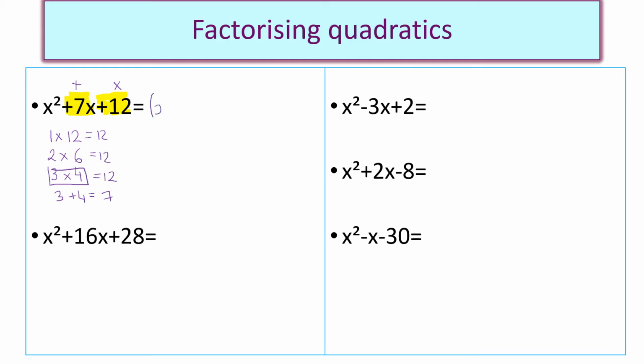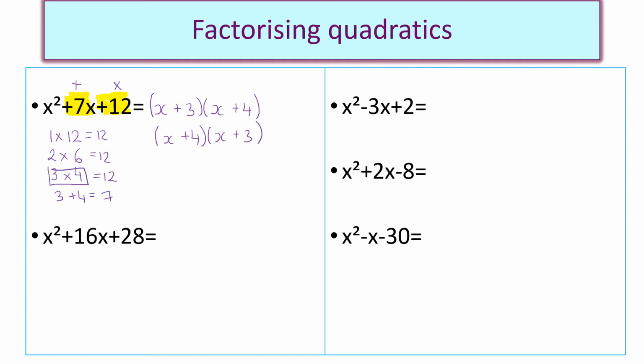So my answer will be x plus 3 in one bracket, and then x plus 4 in the other bracket. I could write it as x plus 4 and then x plus 3, because remember, between the two brackets you have multiplication, and when you multiply, the order does not matter.